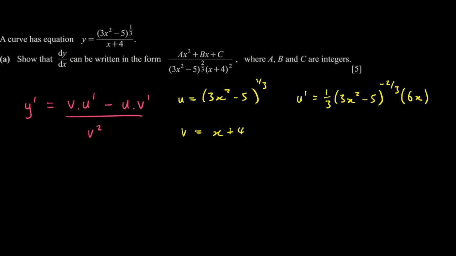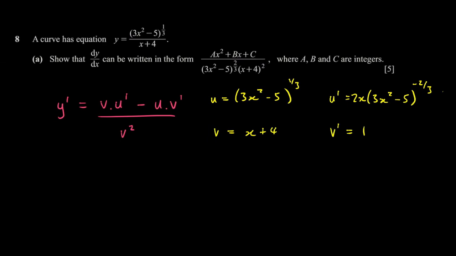Now, we can simplify, can't we? Because a third times by 6x is going to be 2x. So I'm just going to get rid of that here. So we can just get rid of that. Okay, so I'm going to put 2x at the front instead. Okay, 2x. Now if I differentiate v, that's just going to give me 1.